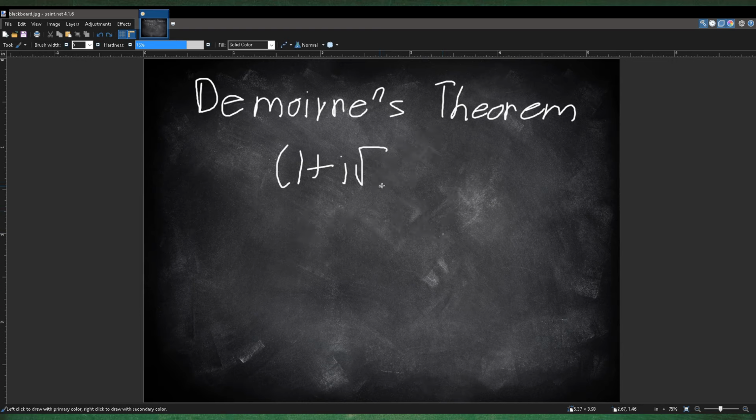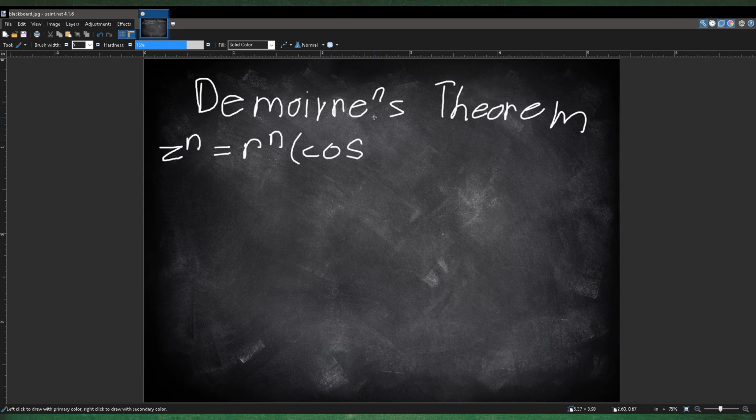Let's say we denote this as z. What the theorem states is that if you have a complex number z and you want to raise it to the power of n, and you write the complex number in its polar form, then z^n will have the magnitude r^n times cosine of the angle, which we will call theta, times n, plus i sine of theta times n. So that's basically what it is.